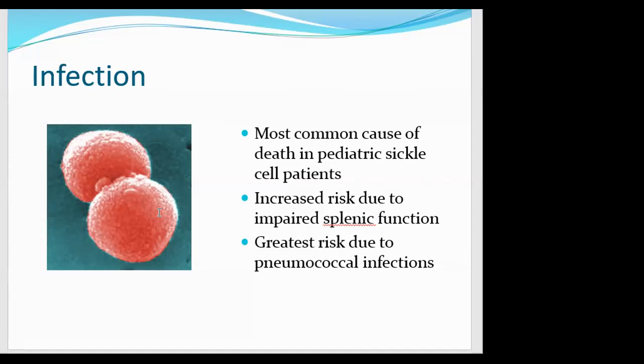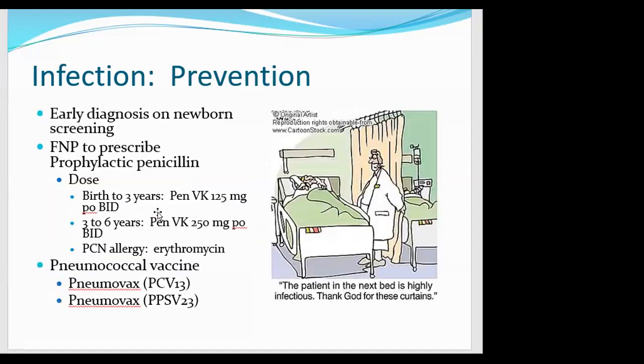So, what do we do? We know a child with sickle cell disease is at risk for this. So, we have to prevent infection. So we give them prophylactic penicillin. So any child that has sickle cell disease, they come into your clinic, you see sickle cell disease on that newborn screening, or you see that they were diagnosed with sickle cell disease, we have to make sure that they are on prophylactic penicillin. So birth to 3 years of age, you want to do 125 milligrams of penicillin VK twice a day.